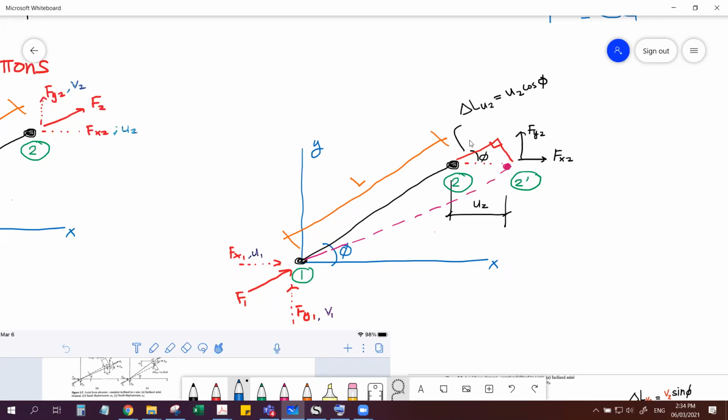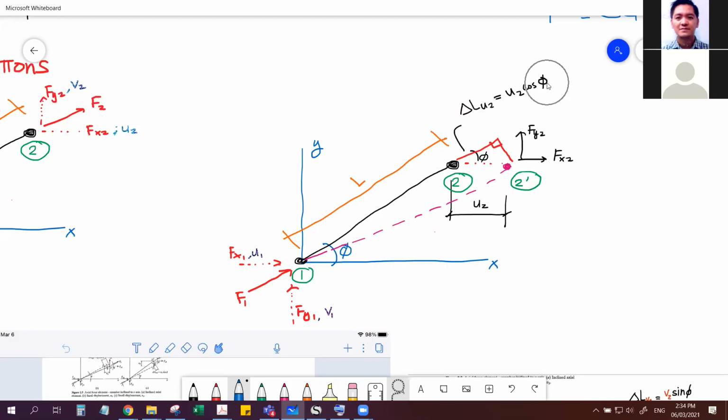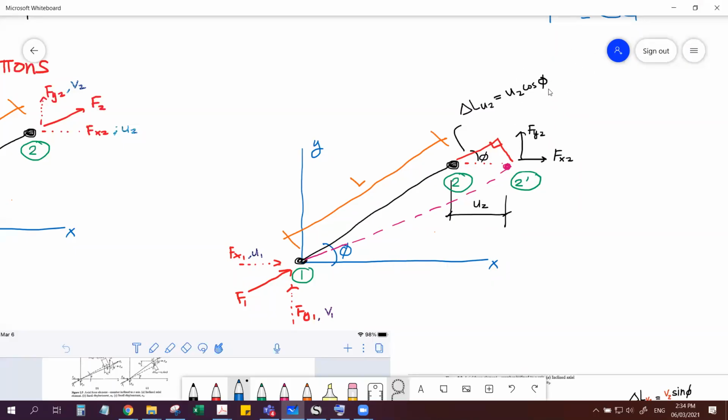Okay, so your total elongation is now delta L U2. Okay, delta L U2. And U2 is 1 unit, of course, since this is theta and this is theta. So delta L U2 is equal to U2 cosine theta, or phi. Okay.